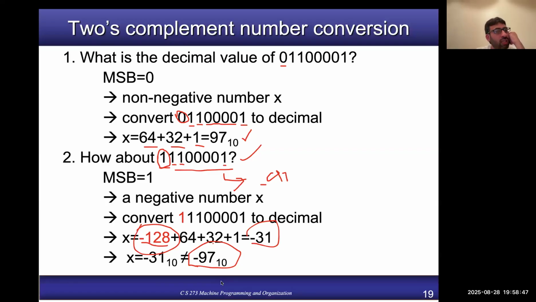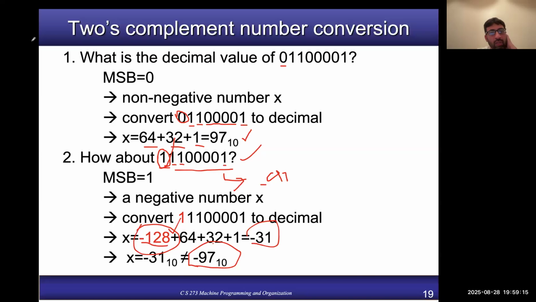So if the MSB is 1, that bit is negative. Let me state it correctly. If the most significant bit is 1, the number is negative. The number is negative, not that bit. So the weight of that bit position will become negative. Just like in this example, because the most significant bit is 1, the weight of the most significant bit position becomes negative, which is minus 128. Okay.